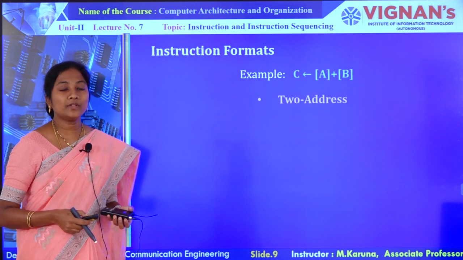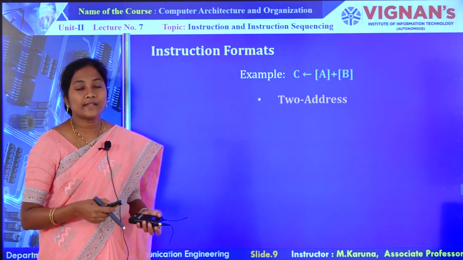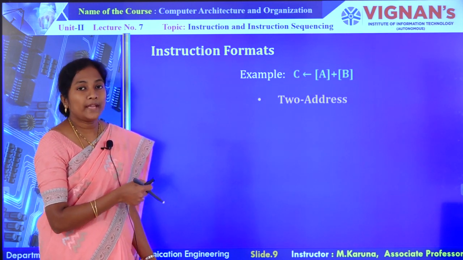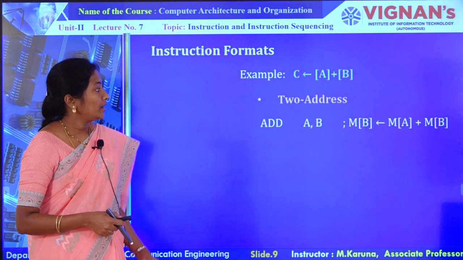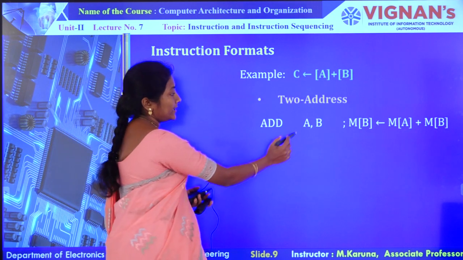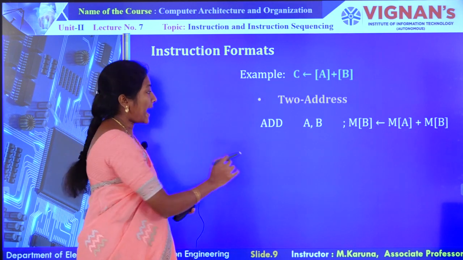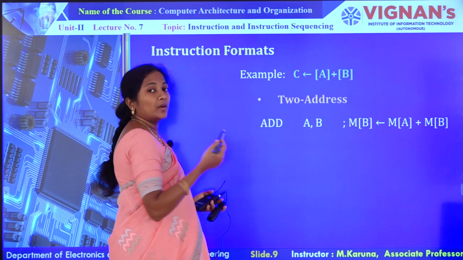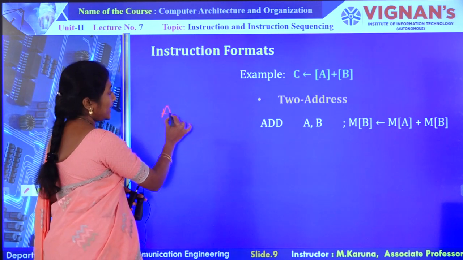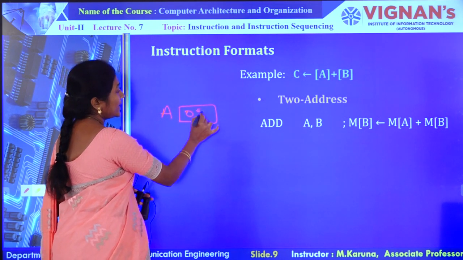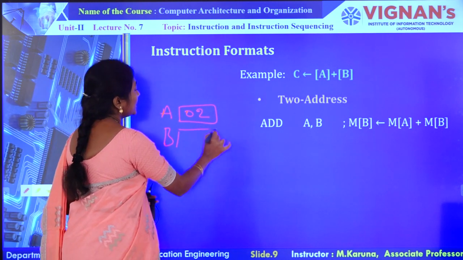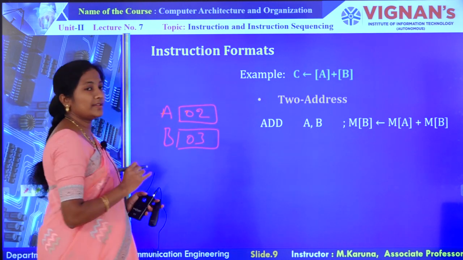Like that, it performs the operation between A and B locations on the operands 2 and 3. Next, coming to the 2 address instruction to perform the operation C equal to A plus B. Here we should mention only 2 variables, those are A and B. Perform add operation between A and B. What is A? Location, label. A is the memory location contain the data 02. B is the memory location contains the data 03.